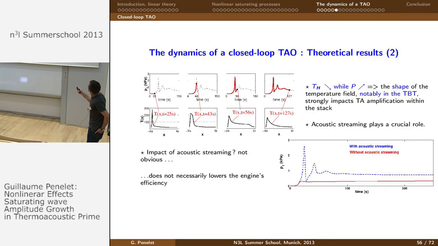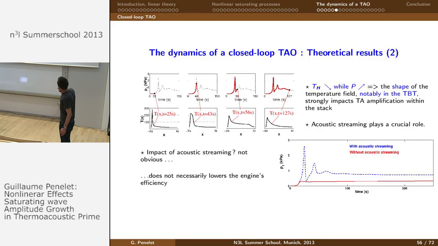So in this figure, you see the transient regime of wave amplitude growth here, and this is the spatial distribution of the temperature field at different moments along the transient regime. So this is at the beginning. And at this time, we can see that the temperature difference between both sides of the stack has already significantly decreased. But we can also see, so this point is lower than this point.